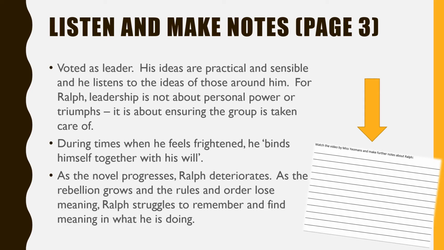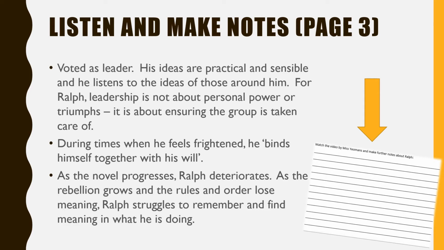Now, Ralph's ideas are really practical and sensible, and he also listens to the people around him. In particular, he listens to the character Piggy. Now, Piggy is the person who finds the conch, so the giant shell that the boys use to sort of enforce their rules or remind each other of the rules. It's actually Piggy's idea, but Ralph listens to Piggy and he's able to put that idea into practice.